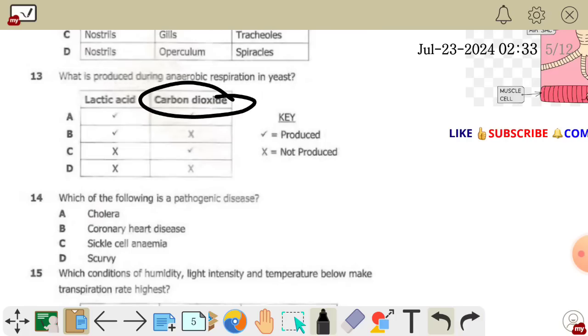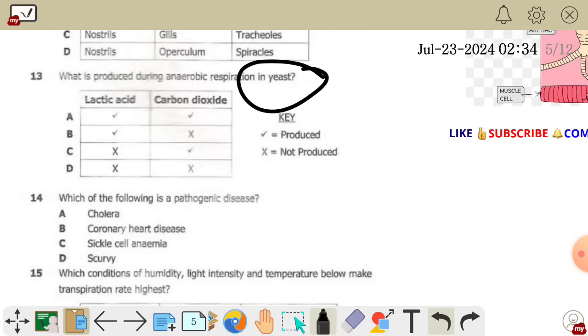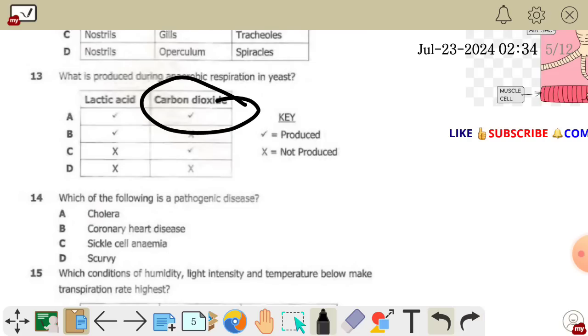That's what is produced. Lactic acid is produced in anaerobic respiration which is called lactic fermentation, but yeast is not used there. So in anaerobic respiration in yeast, lactic acid is not produced, but carbon dioxide is produced. So for question 13, the correct answer is C.